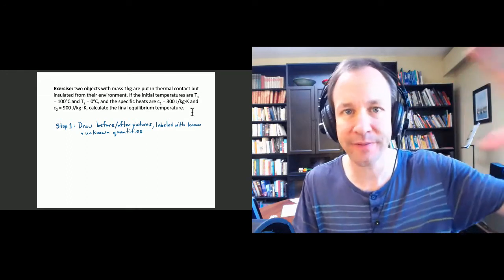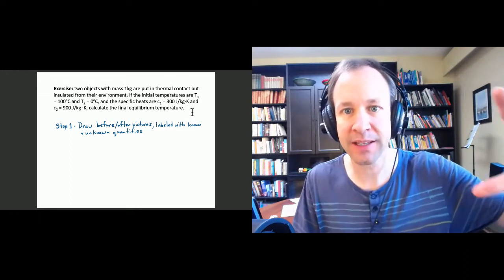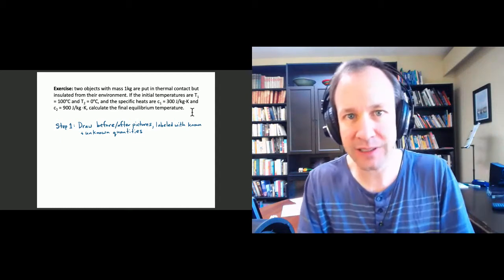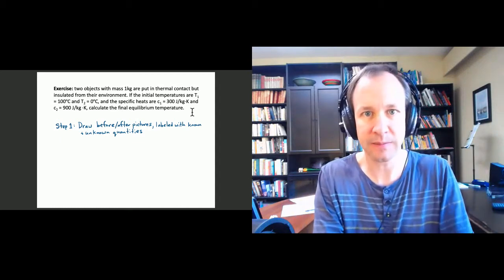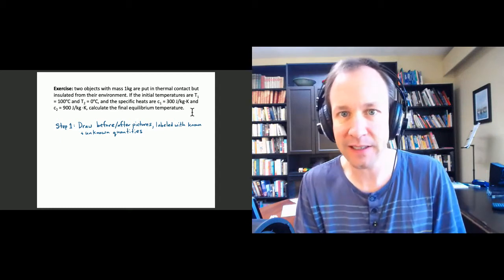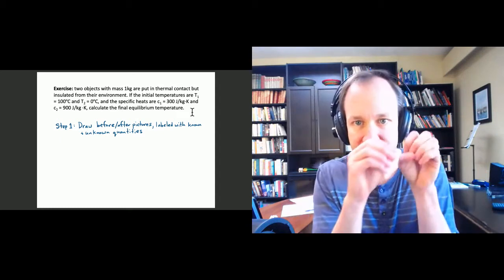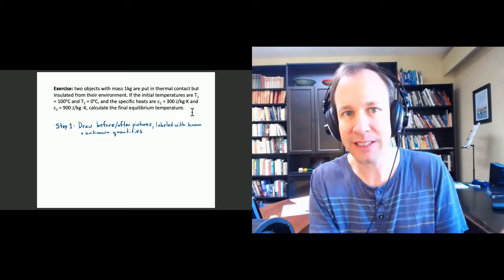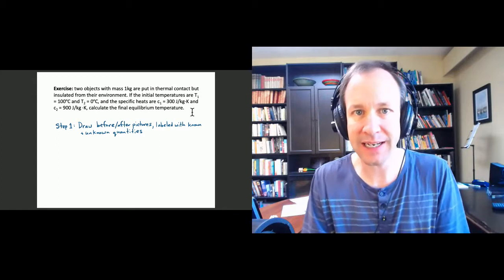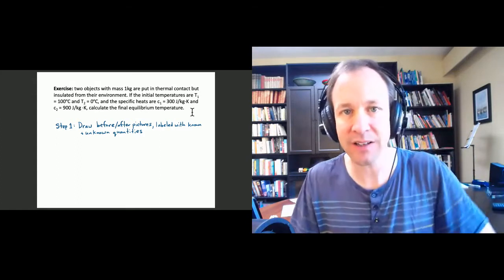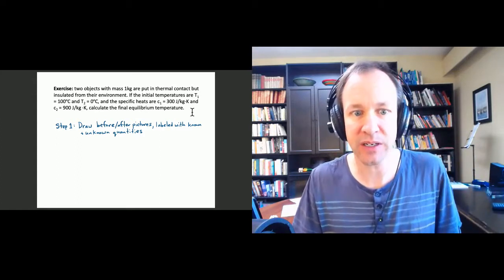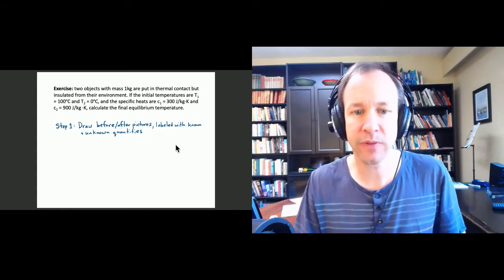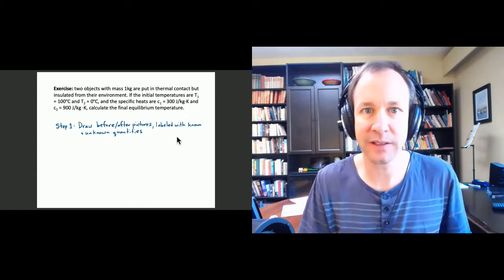And the strategy is going to be very similar to other problems that we've solved. After visualizing the system, drawing the before and after picture, and defining our unknown variables, we're going to think about the individual parts of the system, understand what's happening to those individual parts, and then understand how the parts are related, and then we'll have all the information we need to solve the problem. So take a moment to draw some before and after pictures and think of what our unknown variables are.